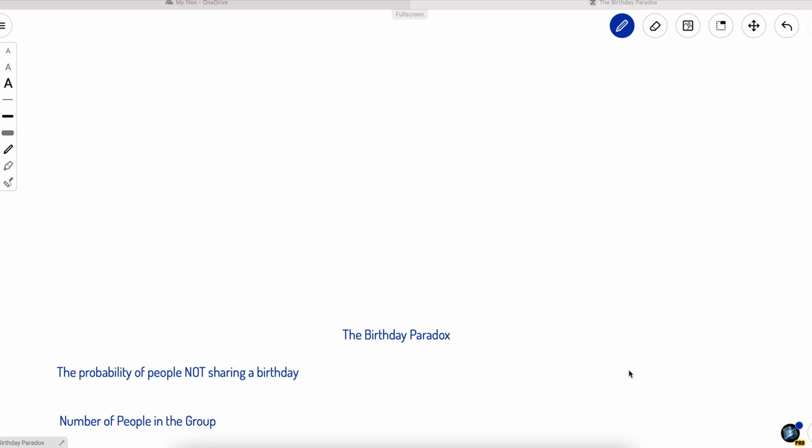Said it was really unusual for two people to share the same birthday, so I'm going to show you the birthday paradox. So what are the chances, when you have a group of people, that two people share a birthday? Well, it's easier to start by thinking about the probability of them not sharing a birthday.